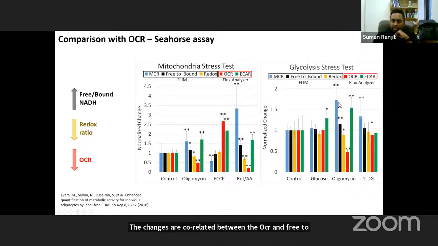So when there is an increase in one, there's a decrease in the other one. That's what you are expecting, right? Because these two are opposite. So whenever there's an increase in the black, you see a decrease in the red.